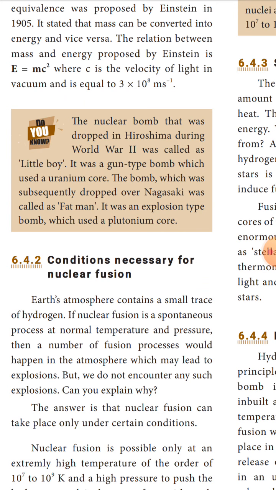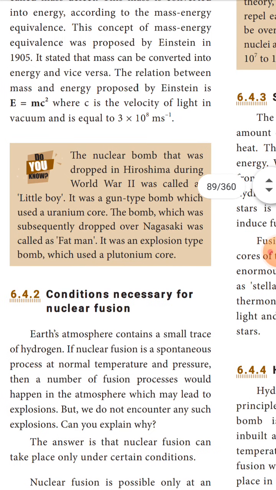The bomb which was subsequently dropped over Nagasaki was called Fat Man. It was an explosion type bomb which used a plutonium core. In Little Boy, dropped in Hiroshima, the uranium core was used, and in Nagasaki, the Fat Man bomb used a plutonium core.